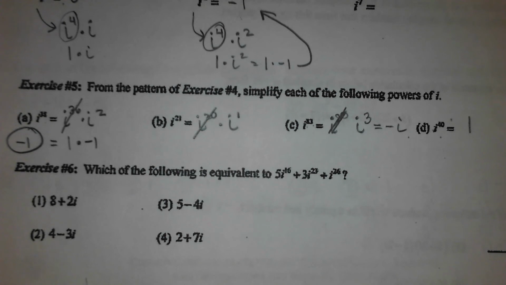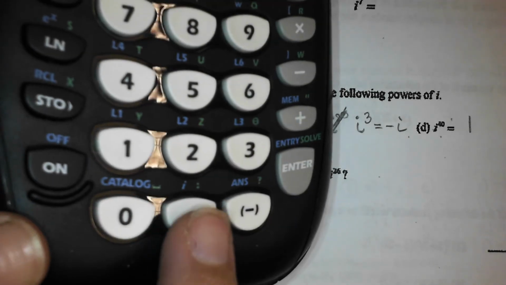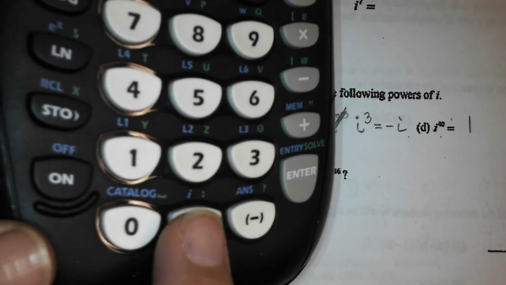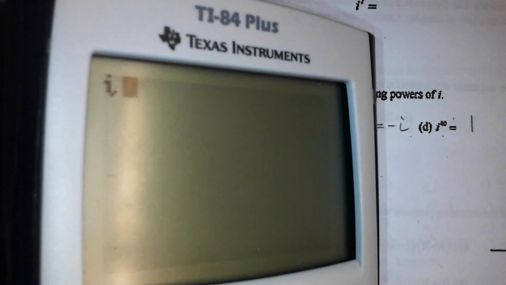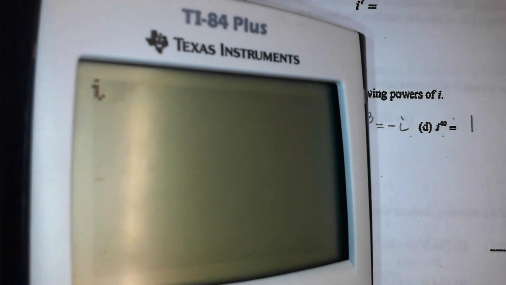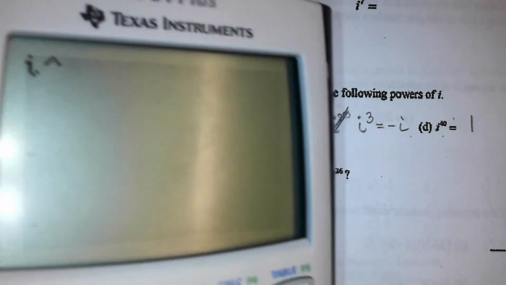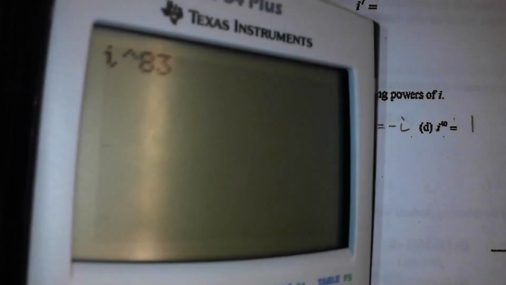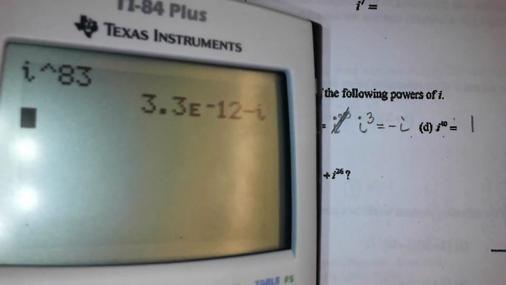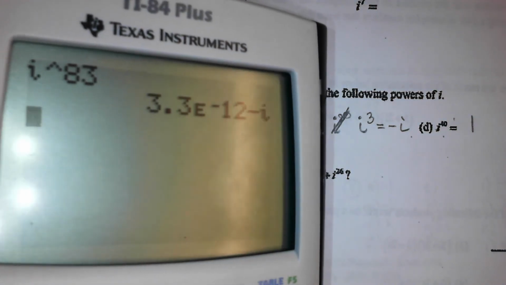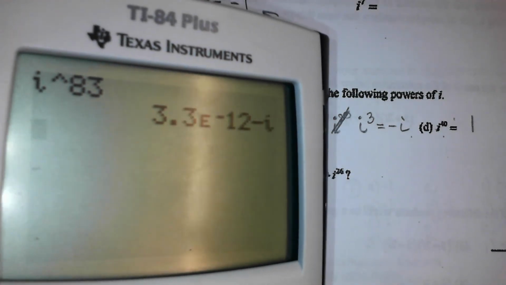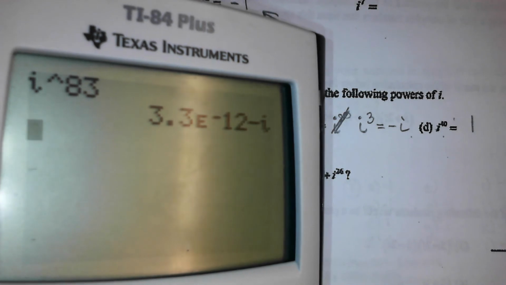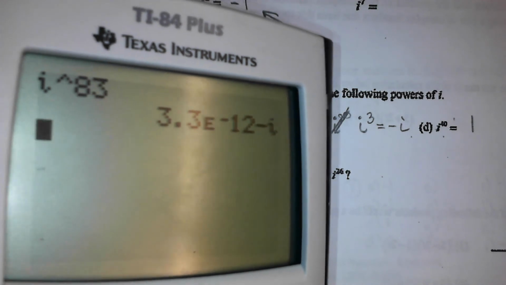Any questions? Now I've got great news for you. There's an I button on your calculator. Above the decimal in blue is a little I. So if you hit second and the decimal sign, it's going to bring I up onto your screen. And if you raise it to the, let's do the 83rd power. Oh, that's not very helpful, is it? Okay. I'll get back to you.